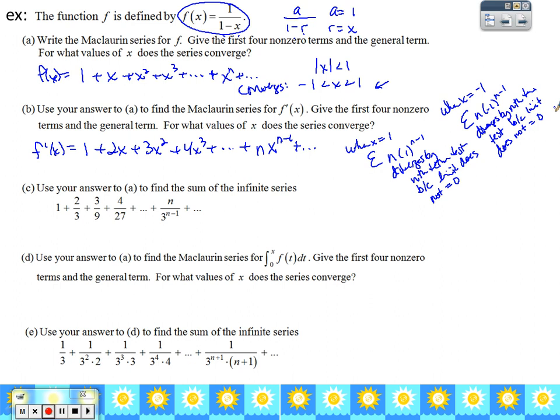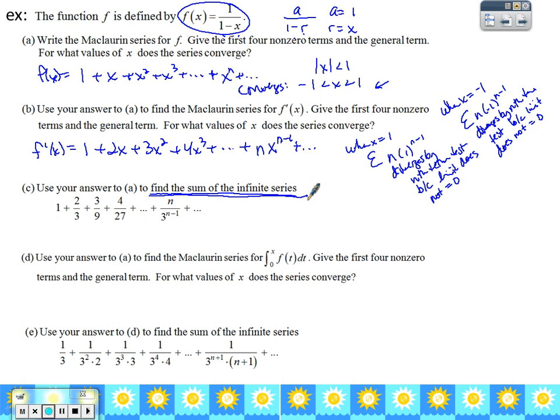Now, on part C, this code word, what this is saying, this should be a code word that triggers what we just talked about. What is the sum of an infinite series? It's either the function that created it, a version of the function that created it, or it's geometric. Those are our options.